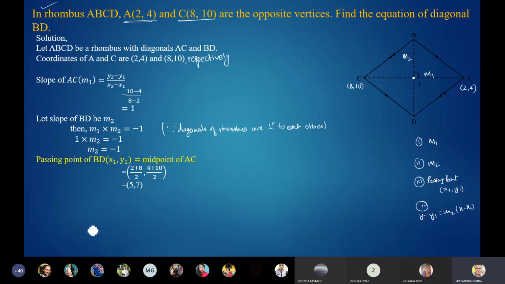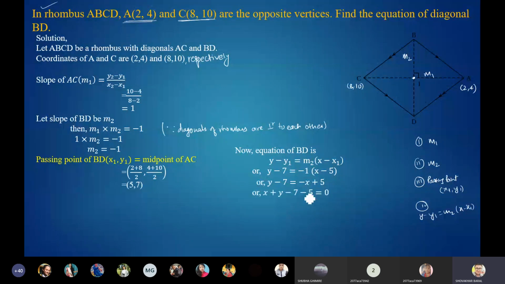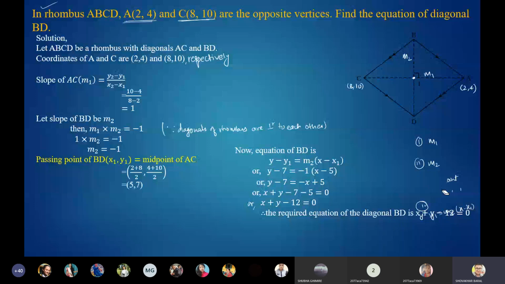We have got (x1, y1) also. Now equation of BD is y minus y1 equals M2 times (x minus x1). So y minus 7 equals minus 1 times (x minus 5). Y minus 7 equals minus x plus 5. When x is shifted to the other side, it will be x plus y minus 7 minus 5 equals 0, so x plus y minus 12 equals 0. Therefore, the required equation of the diagonal BD is x plus y minus 12 equals 0.